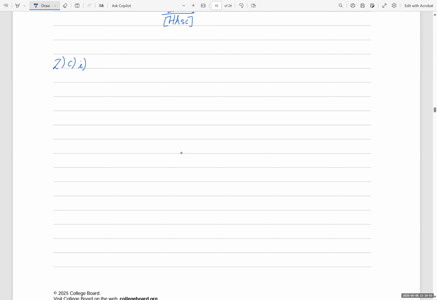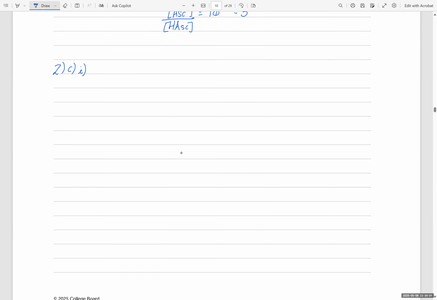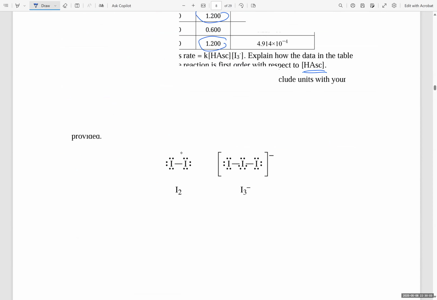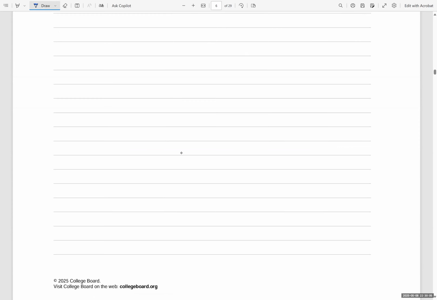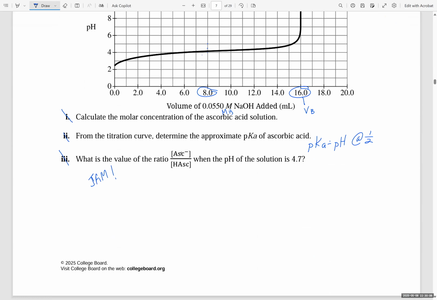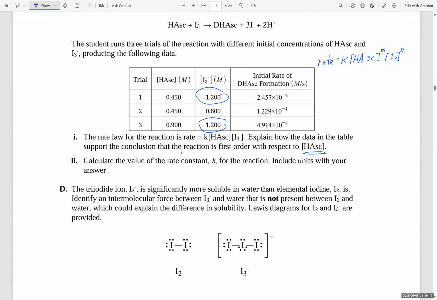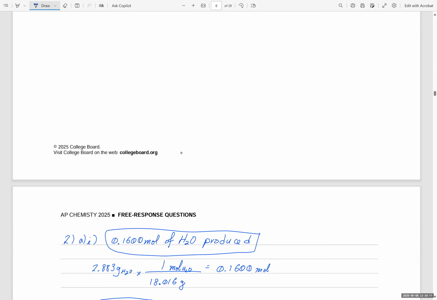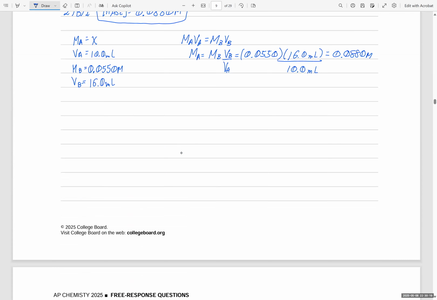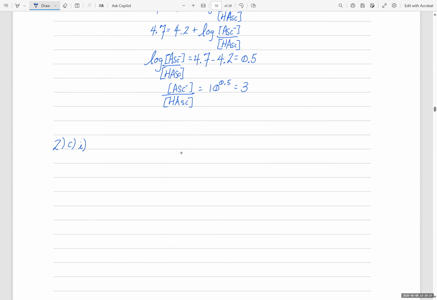All right, so we said we're going to use trial 3 and trial 1. So it says to justify, right? So let's just solve for it. In fact, I'm sorry, I'm going to go back for a second to see what they're asking us to do, because if they're asking us to justify, then I'm just going to solve it. Rate law, explain how the data on the table support the conclusion that... all right, so you just have to solve it. That's the best way to do it, I think. Or you can just do it in English too, but I'm just going to solve it, okay?